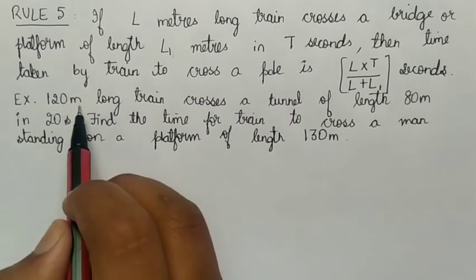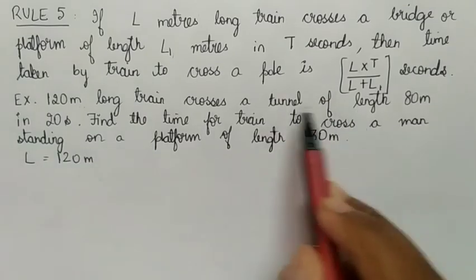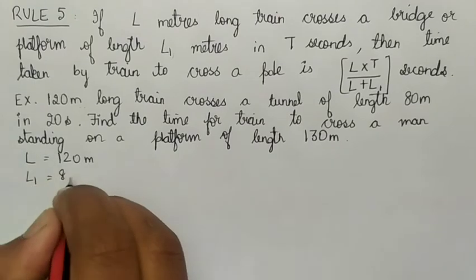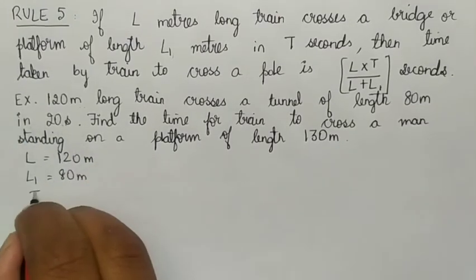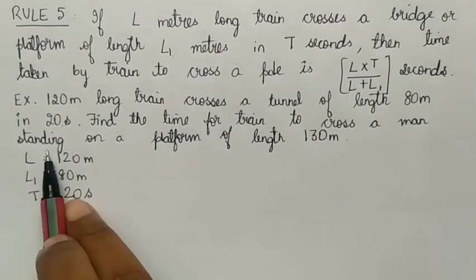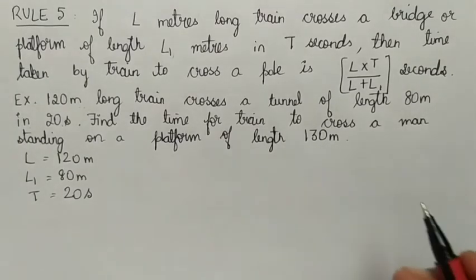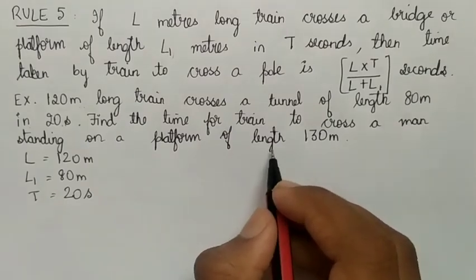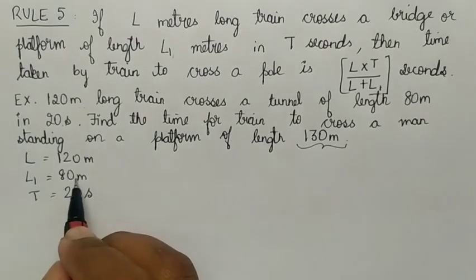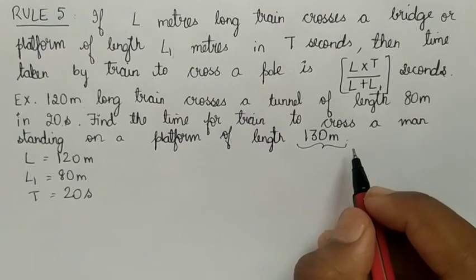So consider a 120 meter long train. So L is 120 meters, and it crosses a tunnel of length 80 meters. The tunnel's length is 80 meters. We should consider this as L1, in T seconds, where T is 20 seconds. Find the time for the train to cross a man standing on a platform of length 130 meters. The man can stand even on the river side, near a pole or anywhere. So this length should not be confused and substituted instead of the 80 meters. This is just given to confuse the reader of the question.